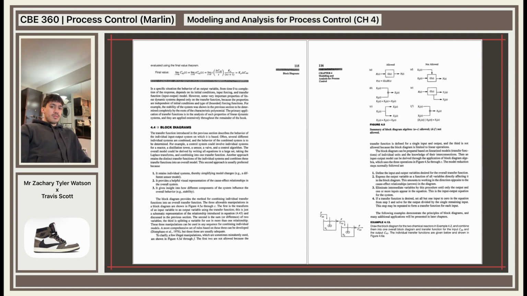Often several different individual systems are combined, and the behavior of the combined system is to be determined. For example, a control system could involve individual systems for a reactor, a distillation tower, a sensor, a valve, and a control algorithm. So the overall model can be derived by writing all equations in a large set, taking the Laplace transform, and combining into one transfer function. Another approach retains the distinct transfer function of the individual systems and combines these transfer functions into an overall model.